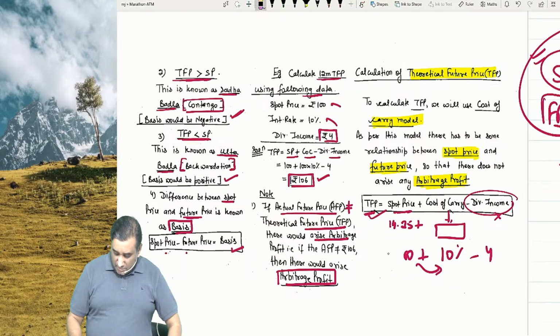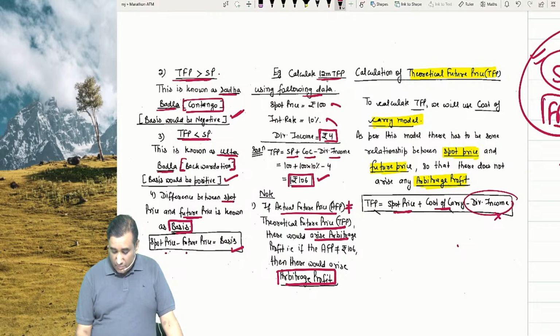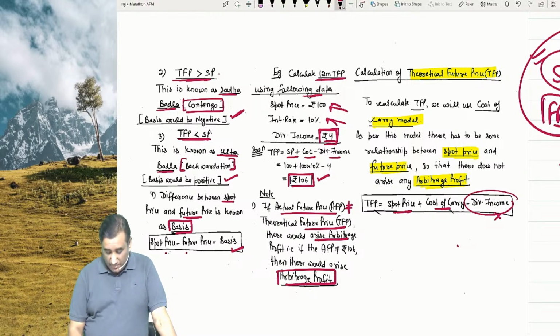How is the futures price calculated? In practical life, the futures price is slightly different from the spot price for certain reasons, which could be interest rates or the opportunity cost. So TFP is spot price plus cost of carry minus dividend. We calculate the 12 months TFP. I give the data: 100 rupees, and let's suppose the interest rate is 10%. TFP is spot plus cost of carry minus dividend. 106 came. If the actual futures price is not 106, there would arise an arbitrage opportunity. TFP greater than spot price, we call it contango. Less than that is backwardation.